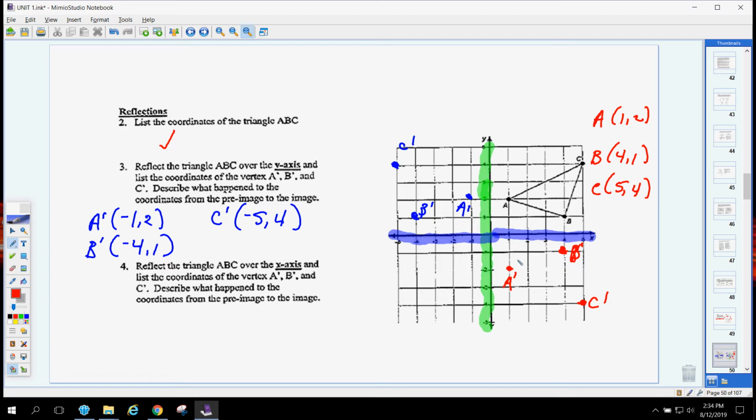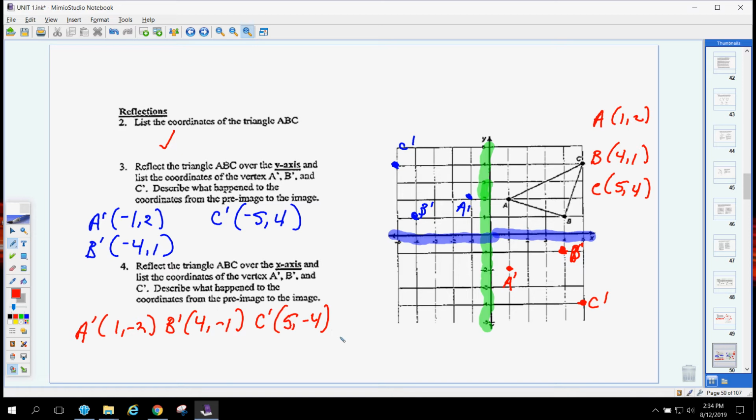Also good writing there. And then we take our coordinates. Well, A prime down here becomes, when we reflect over the x, we change the sign of y. So it becomes 1, negative 2. B prime, we change the sign of y, it becomes 4, negative 1. And C prime was at 5, 4, and it now becomes 5, negative 4. So reflecting over the x-axis, we can see that the sign of each one of the y coordinates has changed.